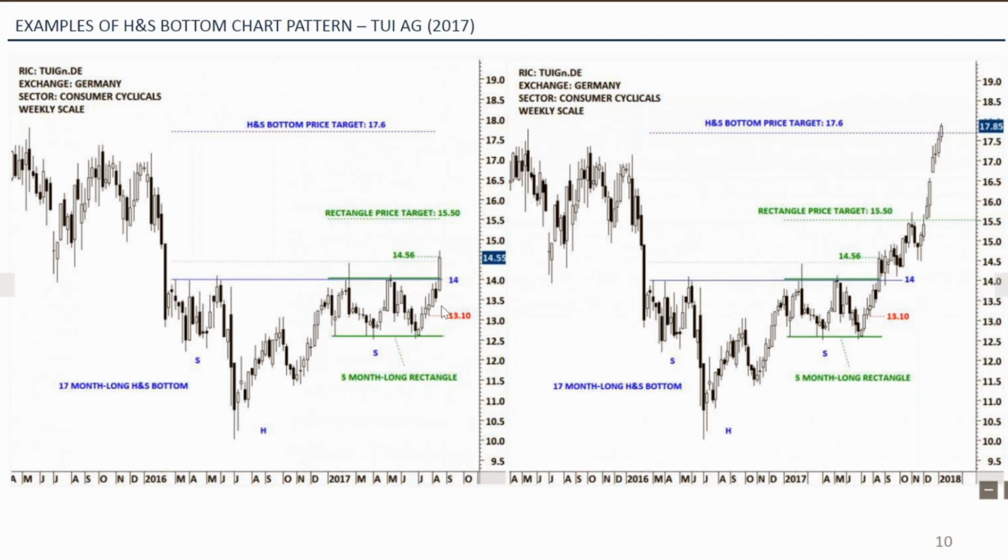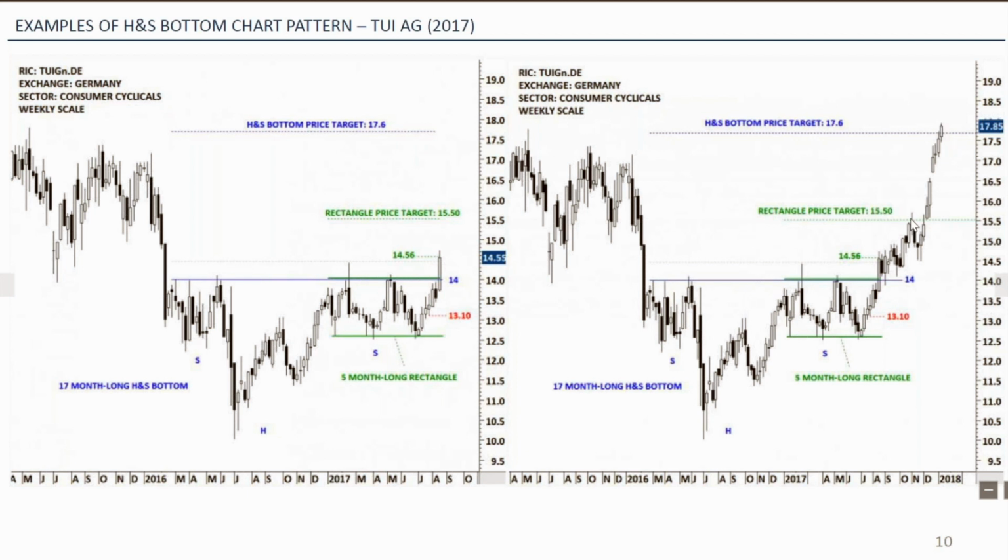And the right shoulder, for example, took the form of a rectangle. So this was a perfect rectangle. If you wanted to trade this rectangle, you could have only traded the rectangle, which was clearly visible on the price chart. The breakout took place at the same level with the head and shoulder bottom, 17-month long head and shoulder bottom, immediately rallied to its price target.